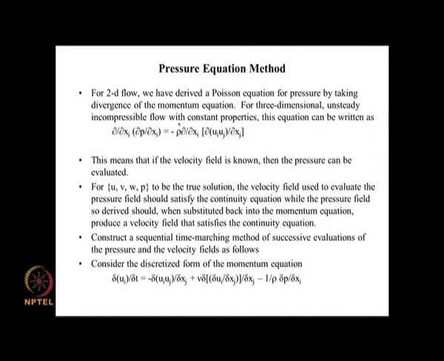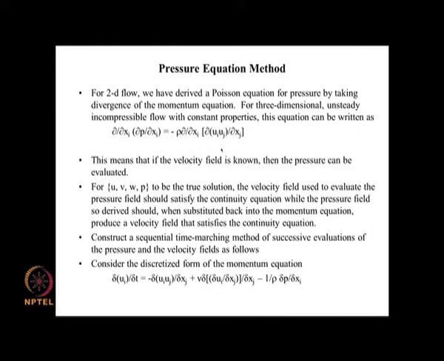Okay. So, what do we have on the right hand side? Density is known property and the velocity field. So, this equation here, pressure equation, implies, as we have seen earlier, that if the velocity field is known, then pressure can be evaluated. Okay.